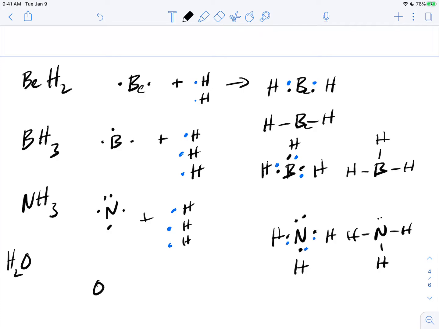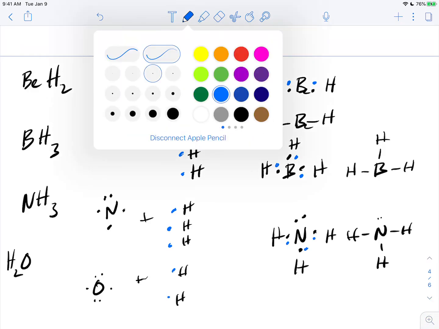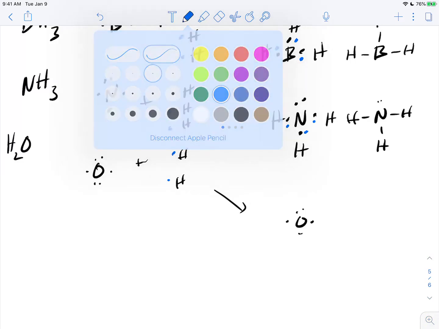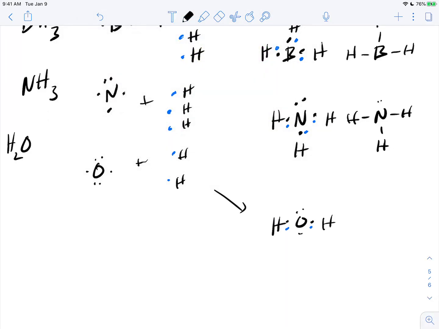And then for H2O, with 2 lone pairs, oxygen has 6 electrons. So we have 1, 2, 3, 4, 5, 6. And then 2 hydrogens, each having 1 electron, and those will go to form bonds with oxygen. Put those there. But more often, we will see this as 2 lone pairs, and then the lines for the covalent bonds.